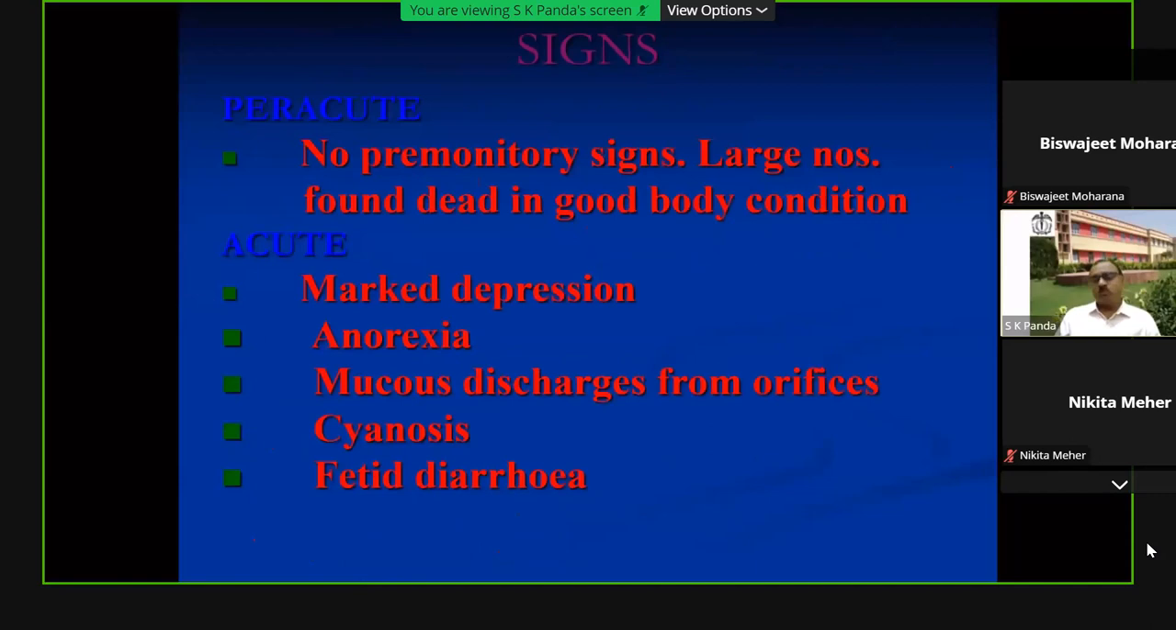And again, you know that if the disease is peracute in nature, you may not find any signs or any pathological lesions, but if it is acute in nature, you will find some discharges from the orifices, bluish discoloration of the carcass, depression, fetid diarrhea. Because in pasteurellosis, what are the most important clinical signs and pathologies, which organ is more important in case of pasteurellosis in animals? Can anybody tell me? Which organ specifically in case of pasteurellosis in cattle will we look for during postmortem examination?